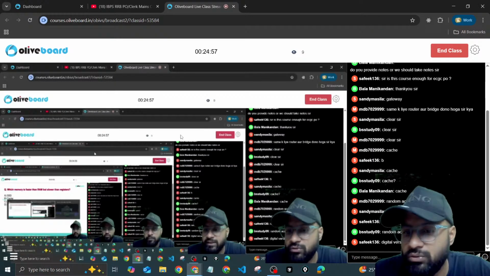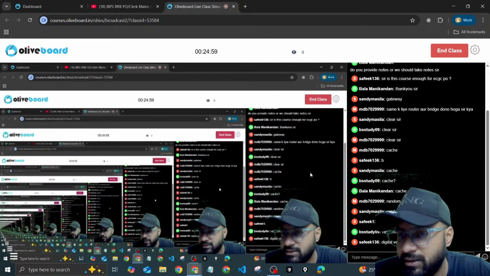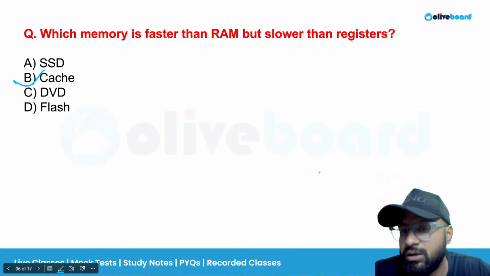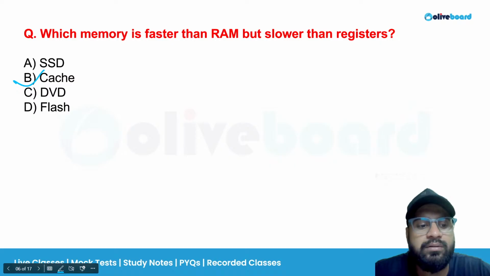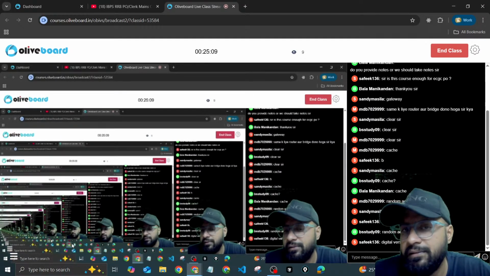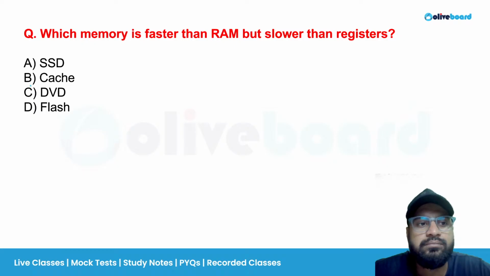I hope that you know about random access memory, digital versatile disk, correct. What about this one, SSD? What about SSD, students? I hope that it's clear. So the correct answer is B here.